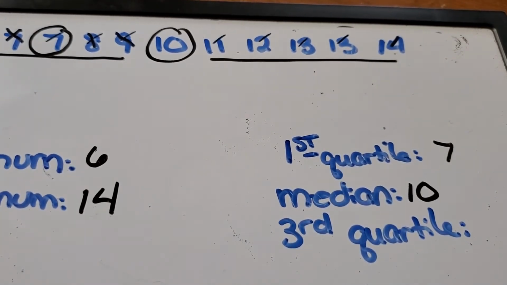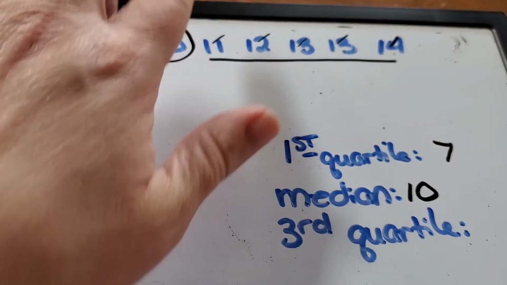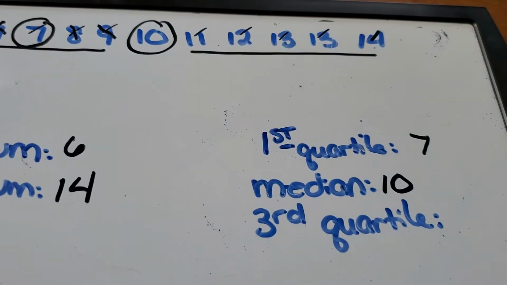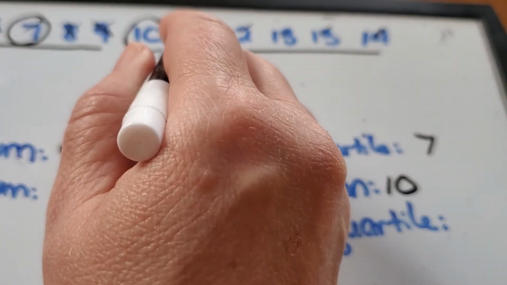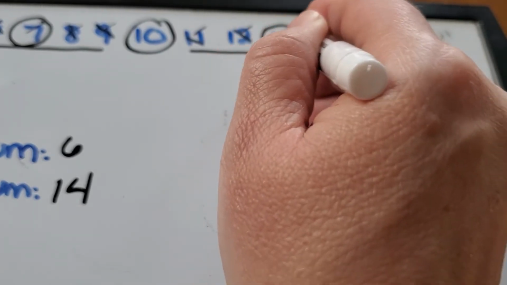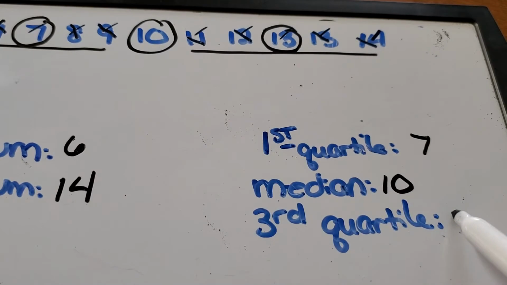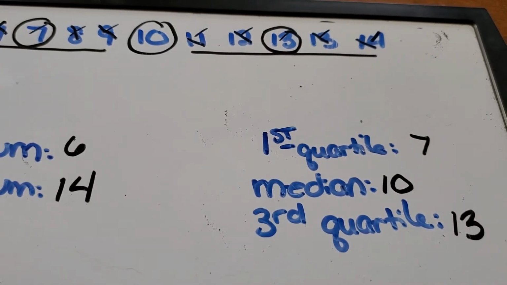Now we're going to do the same thing with the upper quartile. Again, we're going to ignore the 10 and we're going to just find the middle score from the 11 to the 14. So cross off a low score with a high score. 13 is the middle of that upper half. That's our upper quartile or our third quartile.